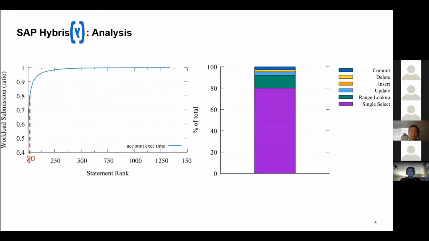As we group statements by statement types, we find that 80% of all the statements are single select statements and 12% are range lookup statements.